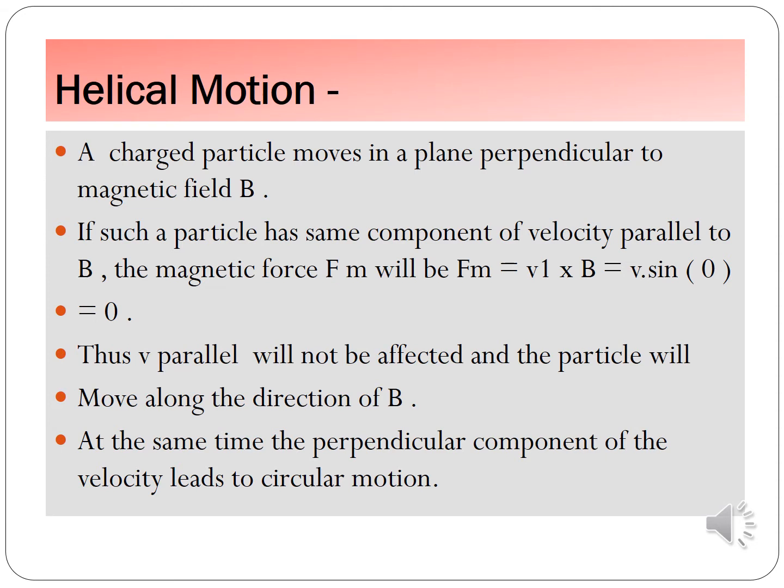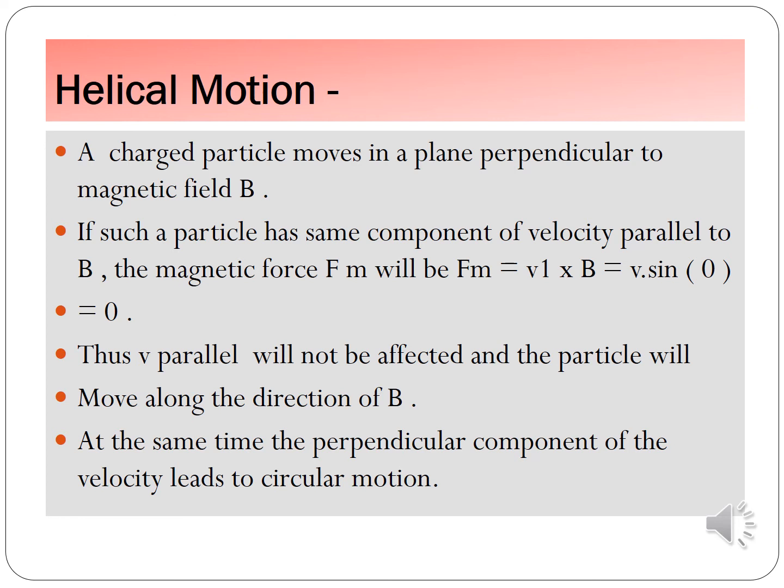Students, a helical motion is nothing but a charged particle which moves in a plane perpendicular to the magnetic field B, as we have seen in the diagram earlier. If such a particle has a component of velocity parallel to the magnetic induction B, then the magnetic force Fm will be q(v × B), which is in turn written as qvB sin 0, which gives you the value as 0. Thus, the parallel component of velocity will not be affected and the particle will move along the direction of B.